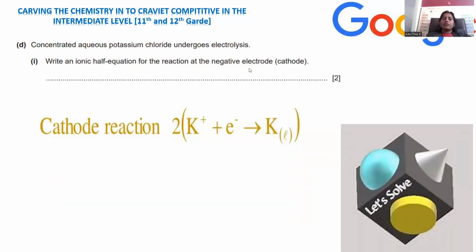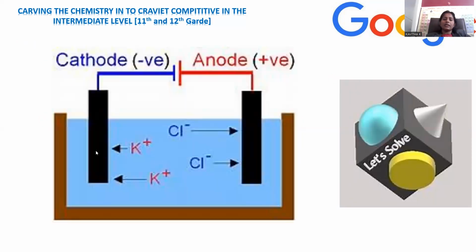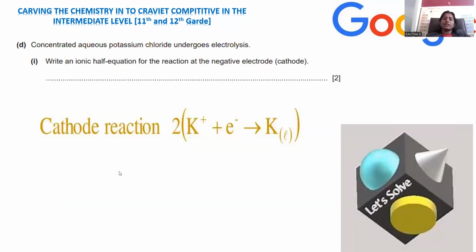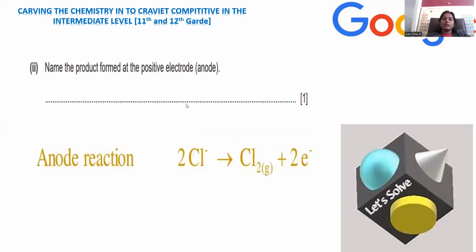They are asking for the possible half cell reaction in a cathodic half cell. The cathodic reaction will be potassium ion accepting electrons and converting into liquefied potassium. This is the possible reaction. Acceptance of electrons you can clearly see over here, and that potassium positive will deposit as potassium liquid over the cathodic region. And move on to question number 2.